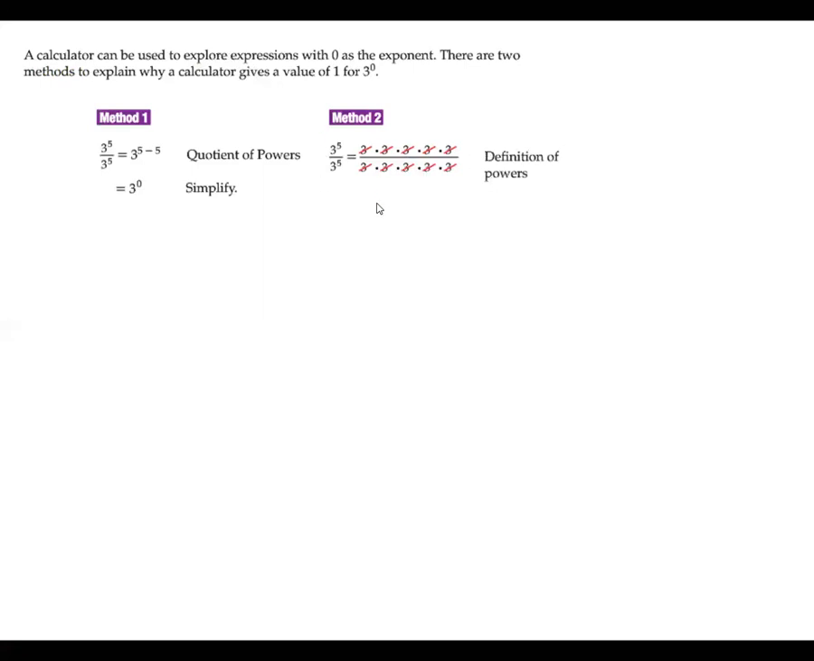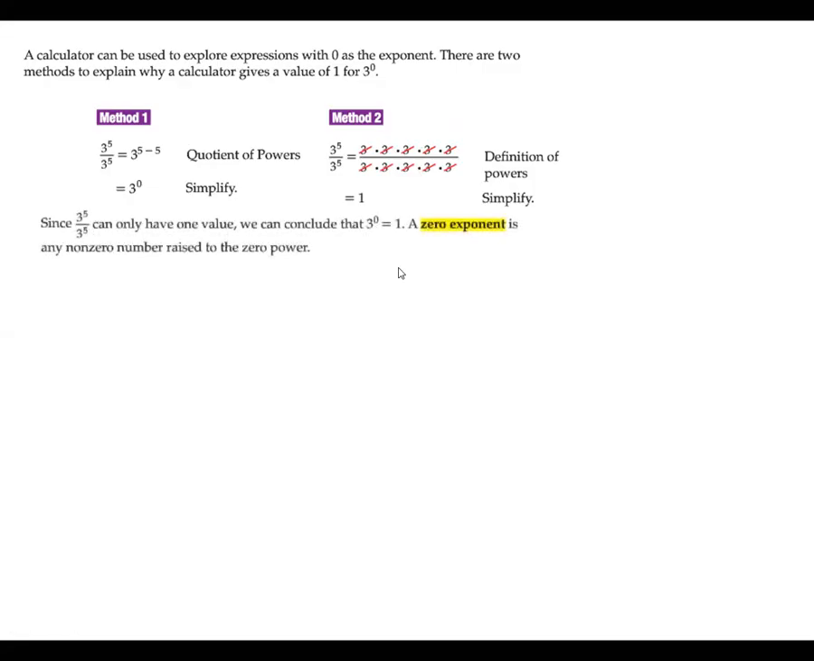You have 5 3s over 5 3s. They all cancel out. The answer is not 0. Think about it. If you have 4 divided by 4, that doesn't just go away. 4 divided by 4 is 1. So you would actually have 1 times 1 times 1 times 1 times 1, and you get 1. Well, since I did the same problem in 2 different ways, those 2 answers must mean the same thing. So since 3 to the 5th over 3 to the 5th can only have 1 value, we can conclude that 3 to the 0 power equals 1, and a 0 exponent is any non-zero number raised to the 0 power.